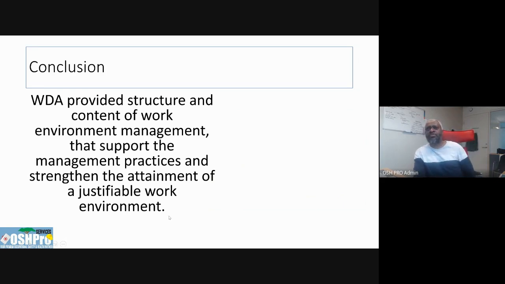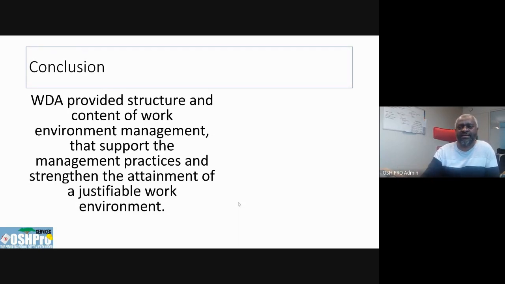Okay, so to conclude, the work domain analysis provided structure and content of work environment management that supports the management practices and strengthens the attainment of the justifiable work environment. We don't have to do this once we've done the analysis. Those who are interested may want to learn more about the analysis, and you can do it in your workplace. But when we talk about work environment management, after doing the analysis, this is what came out from the work domain analysis.